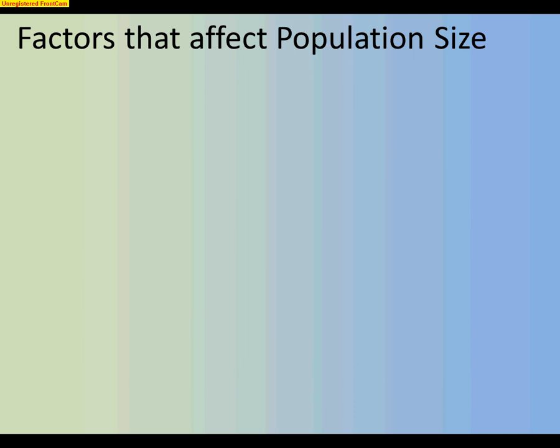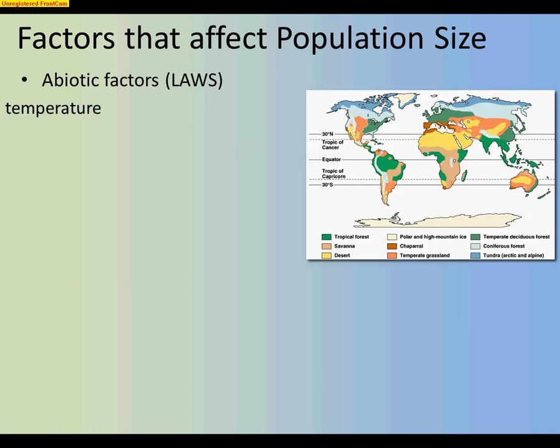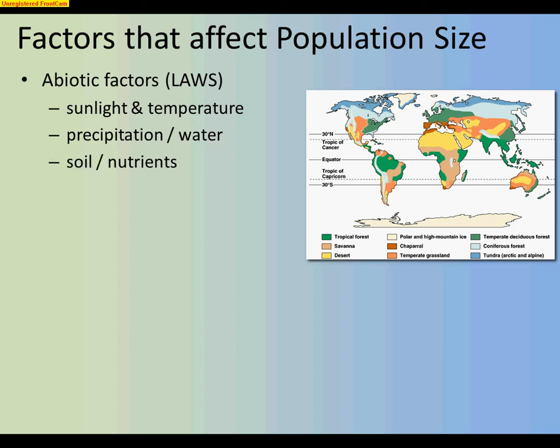So here are a couple things that can affect population size. One thing can be the abiotic factors, and I refer to them as kind of like the laws. If you don't have sunlight, if you don't have the right temperature, the law is going to rule and you're not going to be there. If you don't have correct precipitation or water, the law is going to rule and you're not going to be there. And if you don't have proper soil or nutrients, depending on plants versus animals, and even some bacteria can live without certain nutrients. But at some point, an abiotic factor is going to control population size.